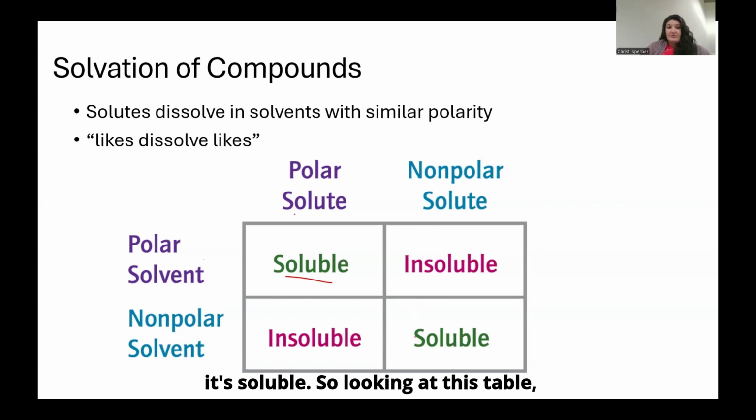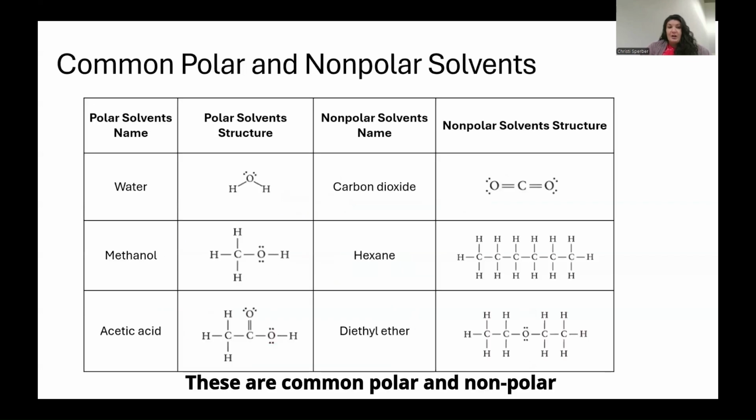So looking at this table, you can see that likes dissolve likes. If you have polar and polar, it's soluble. If you have nonpolar and nonpolar, it's soluble. But if you have polar and nonpolar, it's insoluble. These are common polar and nonpolar solvents. Polar solvents, we have water, methanol, and acetic acid. Nonpolar solvents, we have carbon dioxide, hexane, and diethyl ether. And you can look at their structures and see why they are polar and nonpolar.